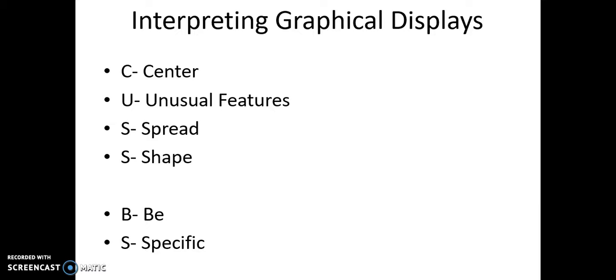So we have a little acronym to help you remember what you need to do, and it's called CUSS and BS. C stands for center, U for any unusual features, S stands for spread, the second S stands for shape, and the BS stands for be specific. Be specific means always describe your center, spread, shape, and unusual features in the context of the question that you were asked. Don't make it abstract, but make it real world and tied to what you are actually being asked to talk about.